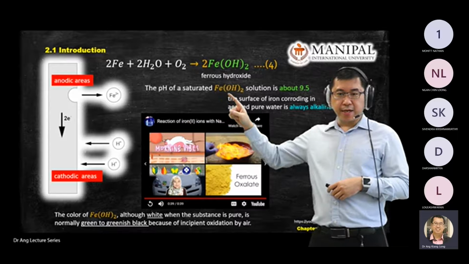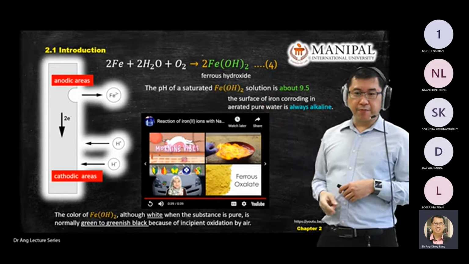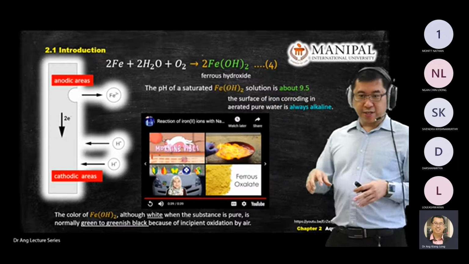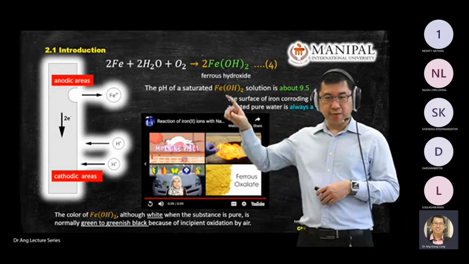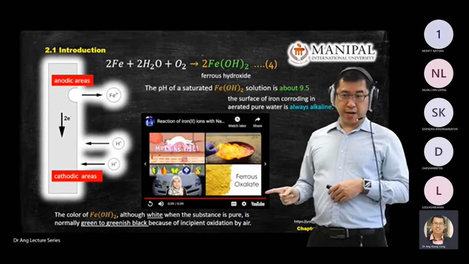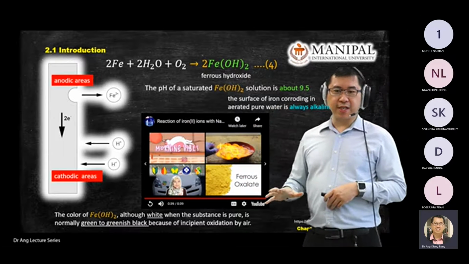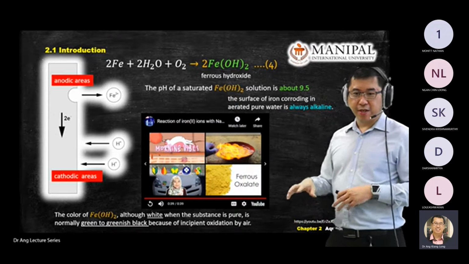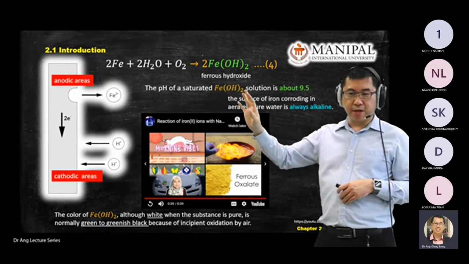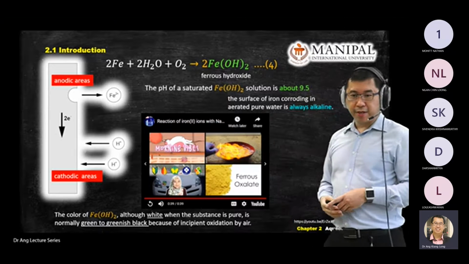Okay, and just a reminder that for ferrous hydroxide, the pH value is 9.5. So just now in the video, if you add acid to ferrum, when you get ferrous hydroxide, acid and alkali combine together. Basically, you reduce the acidity of the solution when you mix ferrum with the acid solution. Okay, all right.